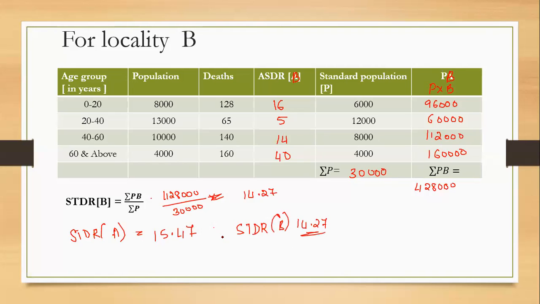So the comparison should be written like this. SDR A is greater than SDR B. So which has the lower death rate? Locality B is healthier.